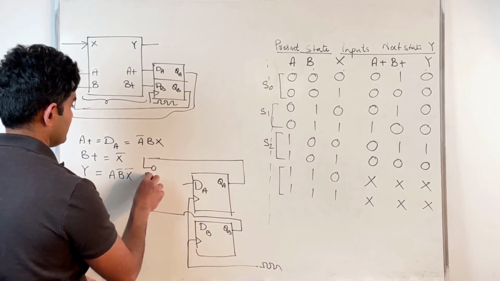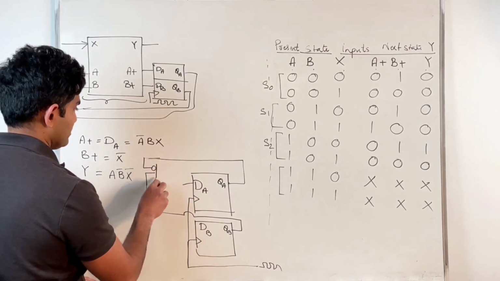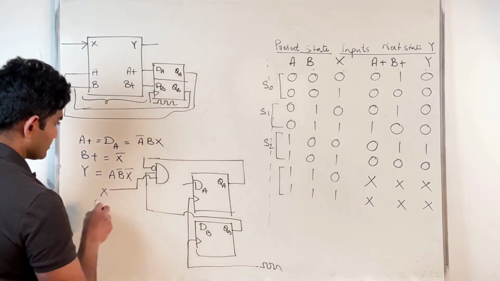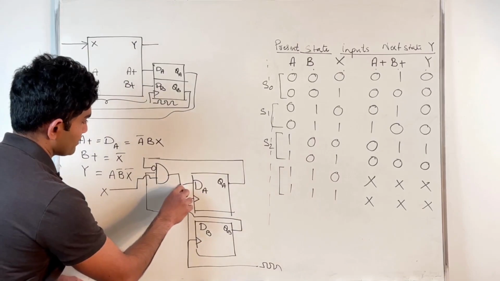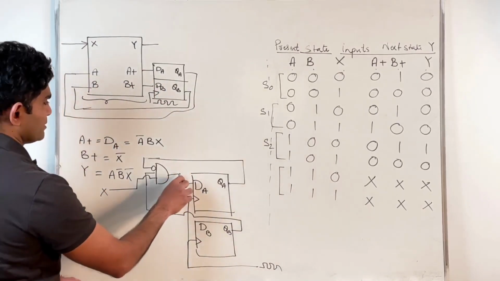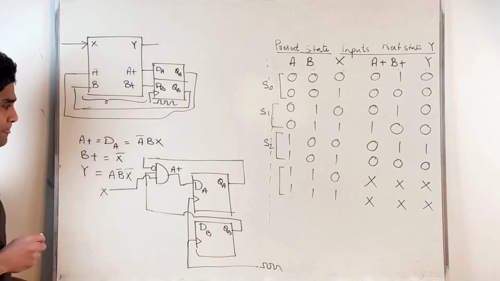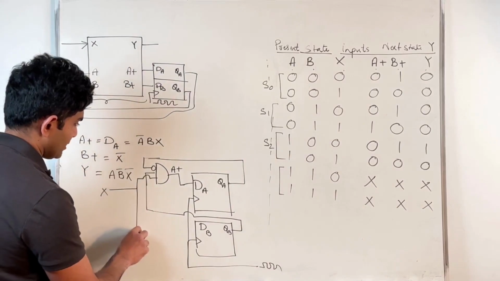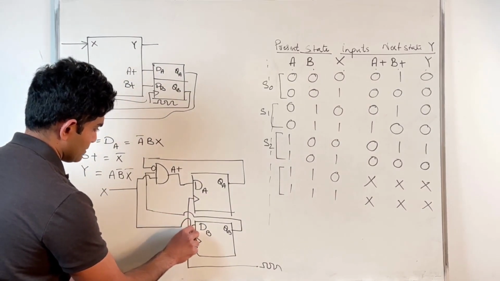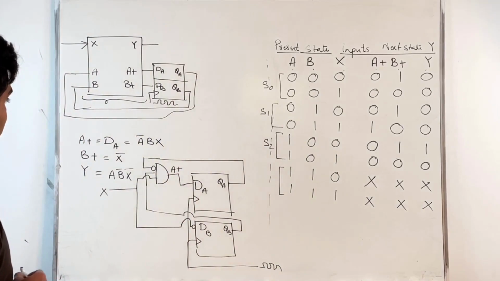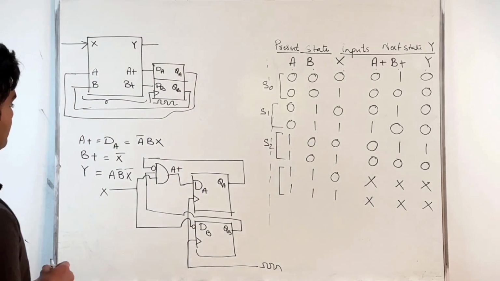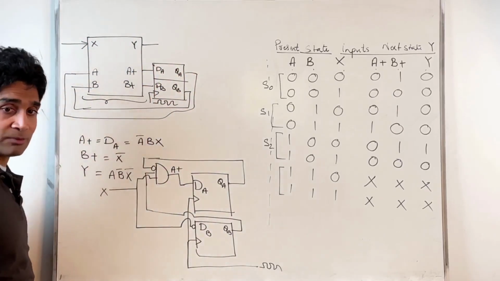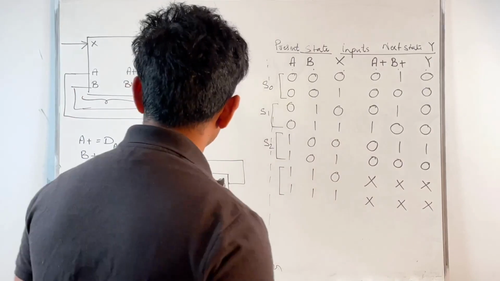A prime B, and let's call this X, and that's my dA, which is nothing but A plus. B plus is simply X prime. So I can just take that. That's B plus, which is dB, which is simply X prime. So it's very handy when I have this diagram. It becomes very handy when you're trying to implement that circuit.